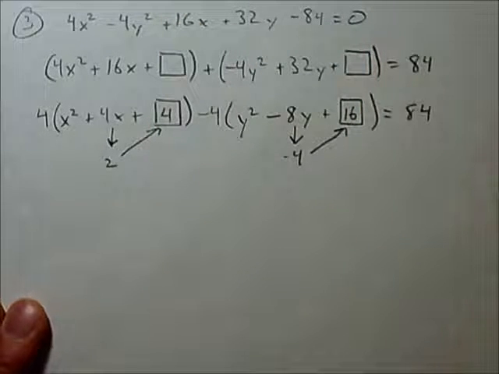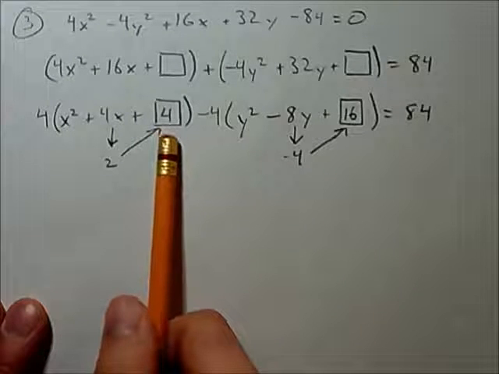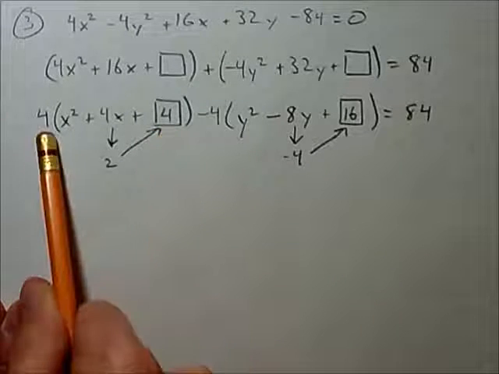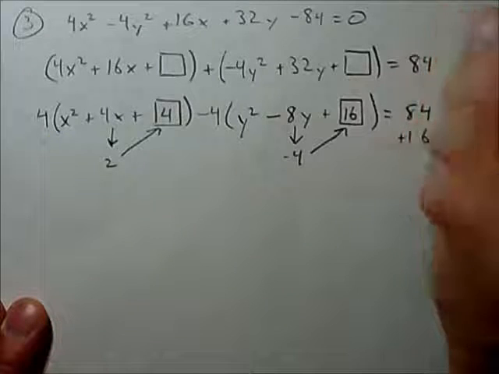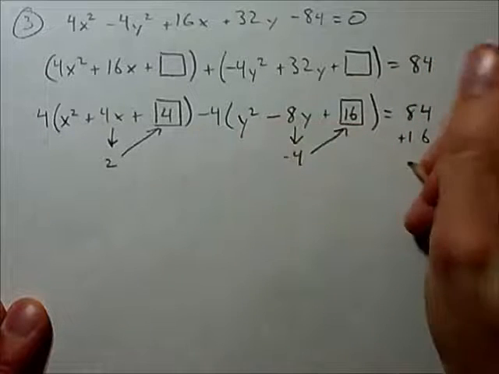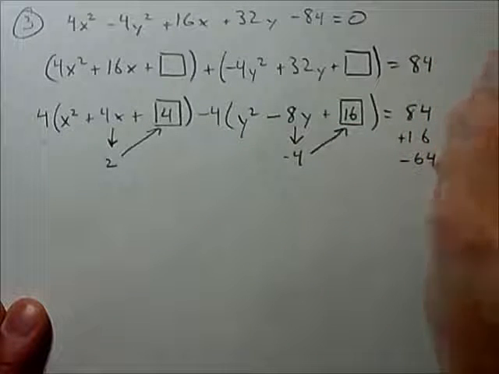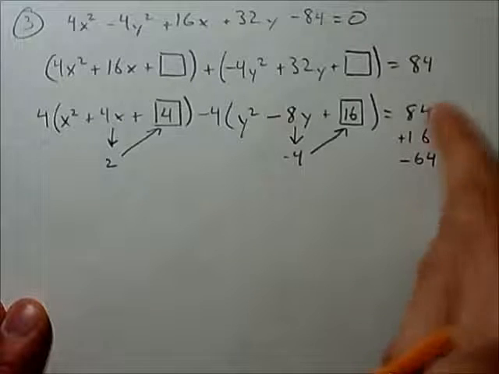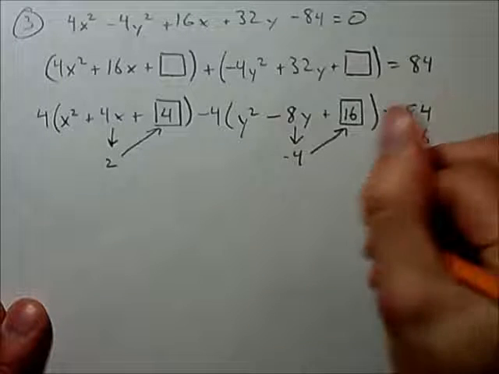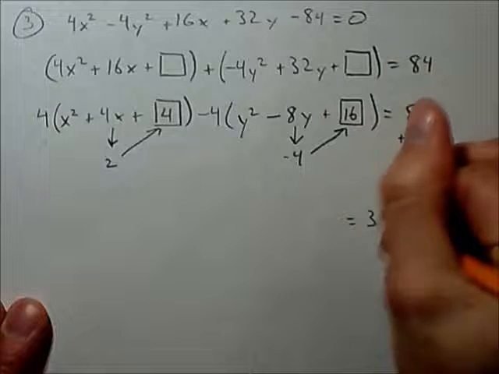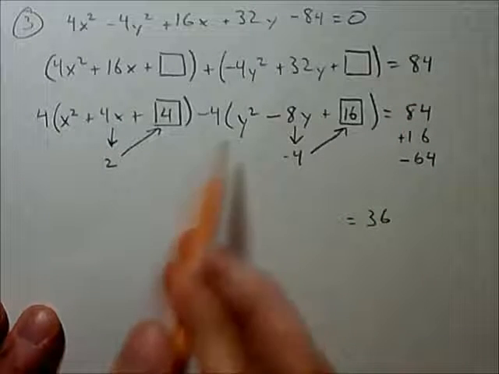And now we need to ask, how much did we really add when we put plus 4? 4 times 4 is 16. 16 times negative 4 is negative 64. Careful with the signs. So that's 20 minus 16 minus 64, so that's 36. And now we factor.